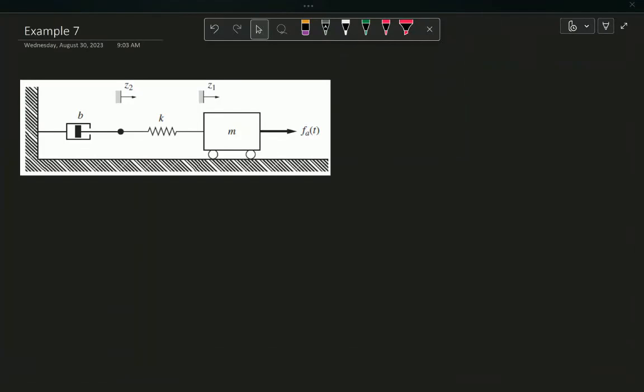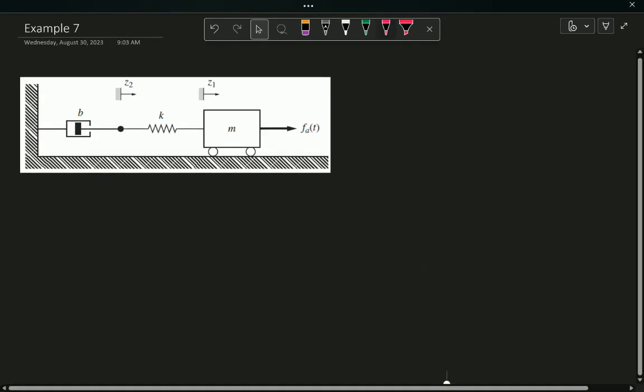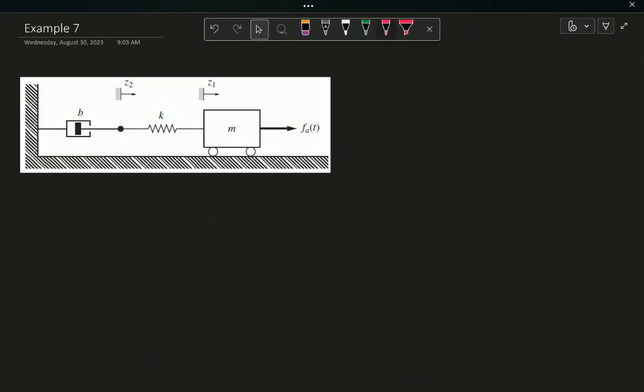This is the last example that we have for mechanical translation systems. The significance of this example is we have a spring and a damper in series, and we want to see how we can actually handle this.